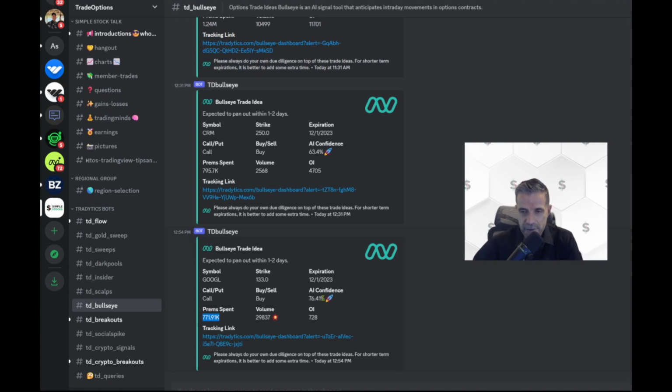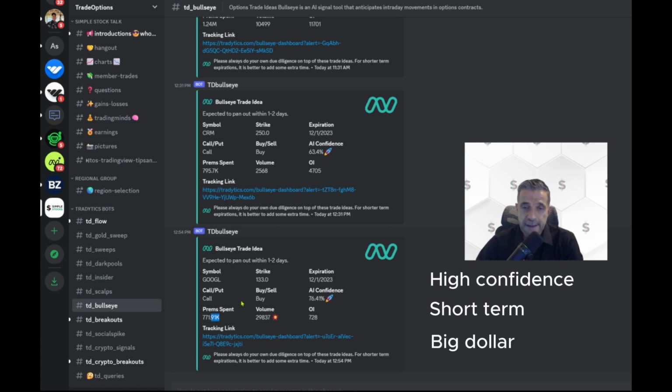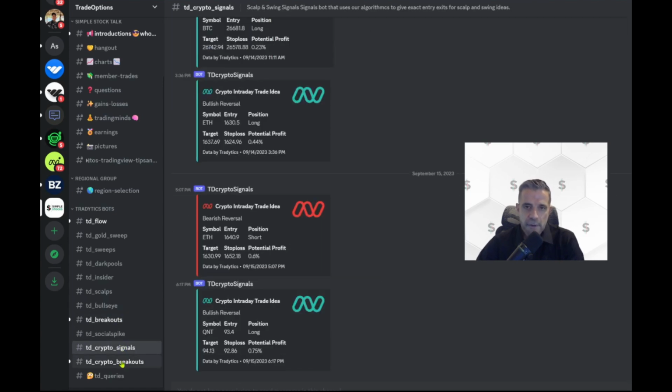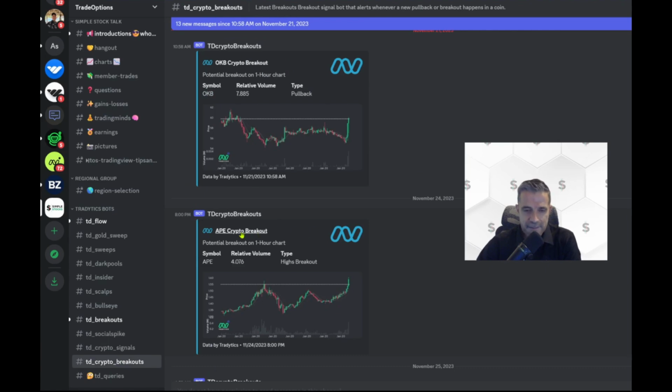Here are the parameters. I want high degree of confidence. This is the most important one. I want short term, very important, and big dollars, also very important. And to me, it's also important, some people break this rule, I like tickers I know. I don't want some ticker I don't know. That's the bullseye. Breakout, social spike, crypto and crypto breakouts, you can spend some time.